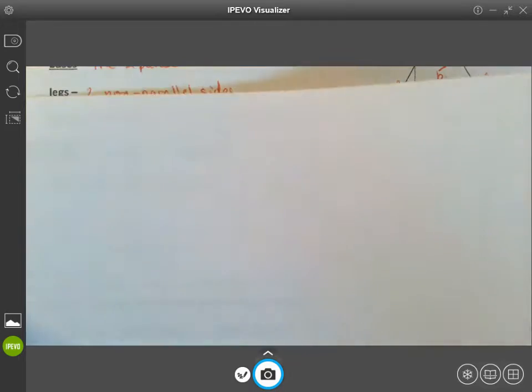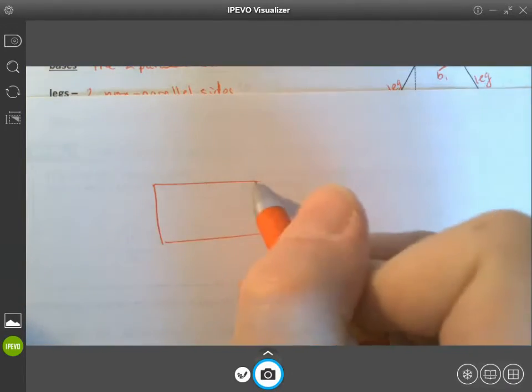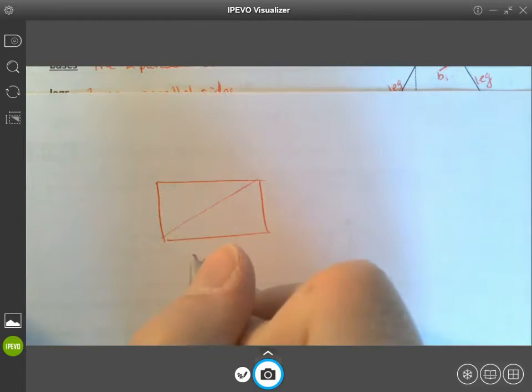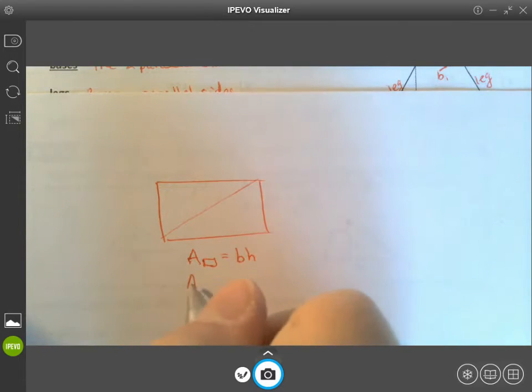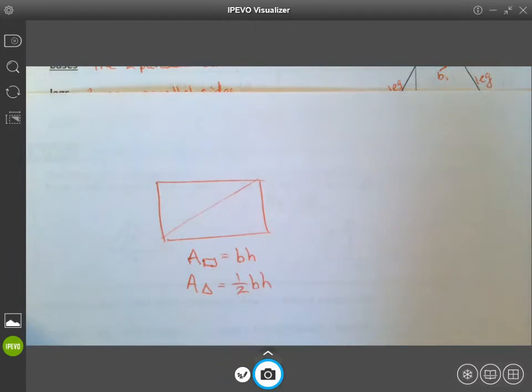Any triangle can be fit into a rectangle. Like if I draw a rectangle or a square, do you see that that could be a triangle? I split it in half. And so if you think about it, the area of a rectangle is base times height, well, the area of a triangle is half of that, because isn't it half of the rectangle?